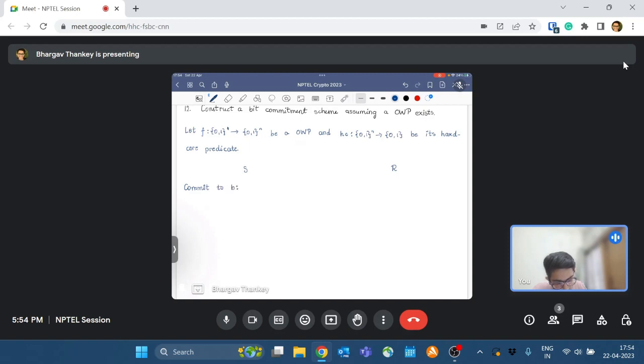So to commit to b, what the sender does is it picks an x uniformly at random from {0,1}^n and sends the commitment C equal to (C0, C1), where C0 is equal to f of x and C1 is b XORed with HC of x.